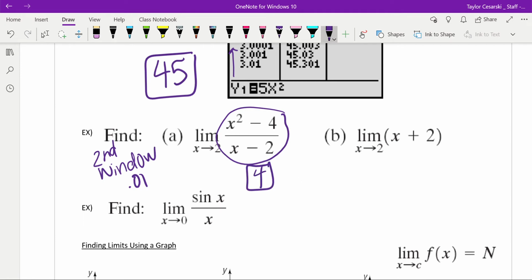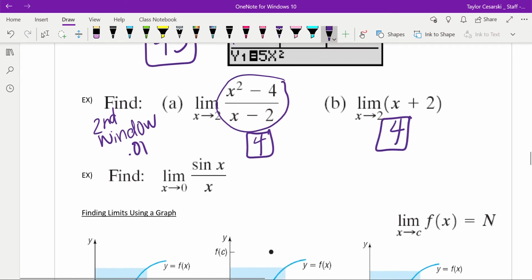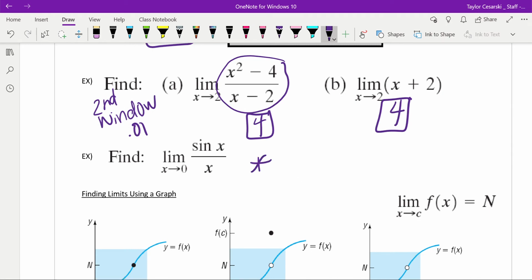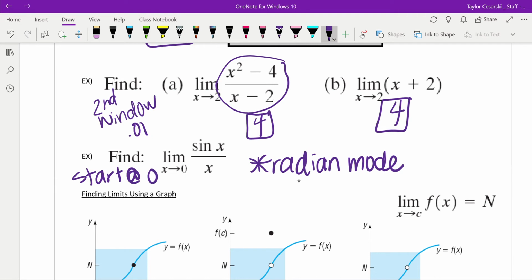And this one actually would be the same thing. You can keep the window or the table the same, and it's also going to approach 4. This one, make sure your calculator's in radian mode for this. You will want to start at 0, so you can scroll up and down around where you're approaching your limit, and the limit is going to equal 1 when you look at your table.